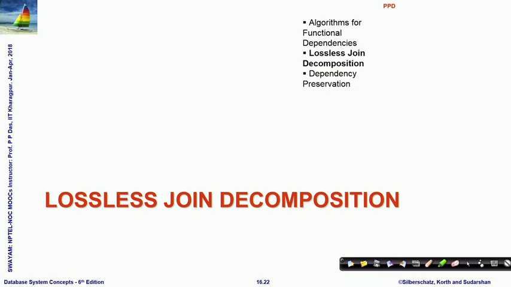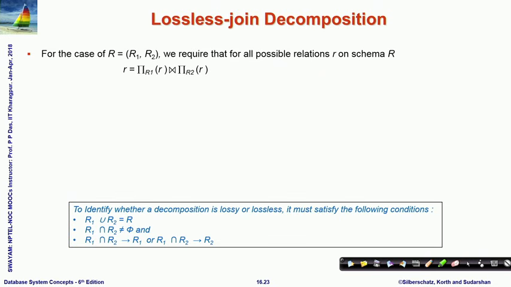Next, let me take up a little characterization of the concept that we had introduced earlier in terms of lossless join decomposition. In lossless join decomposition, the problem is that you have a relational scheme R, and you are trying to divide that into two relational schemes R1 and R2. Both R1 and R2 have a set of attributes, and R naturally has the set of attributes which is a union of the attributes of R1 and R2.